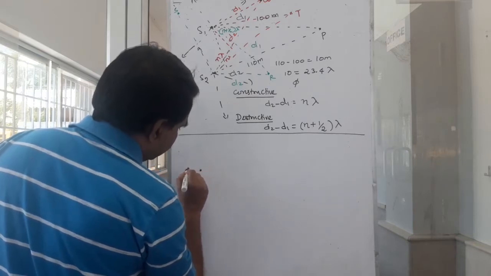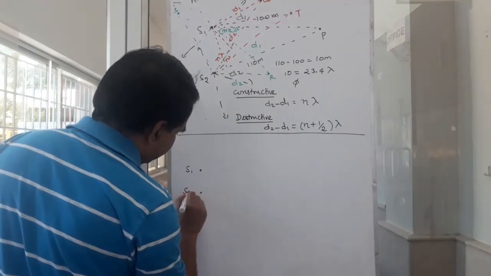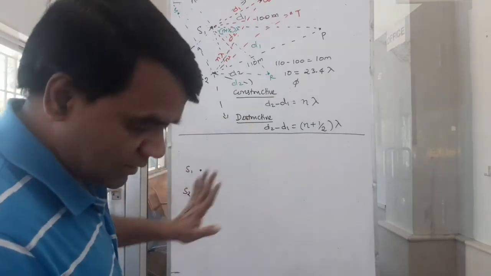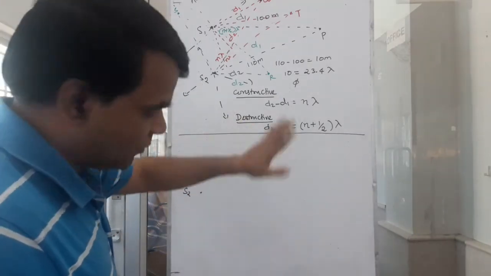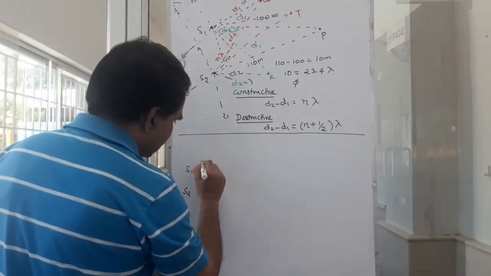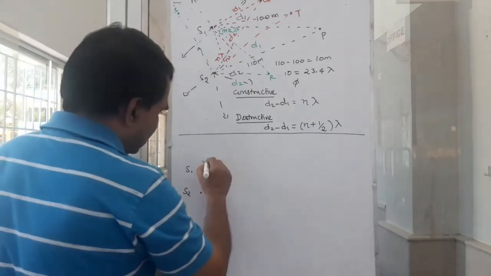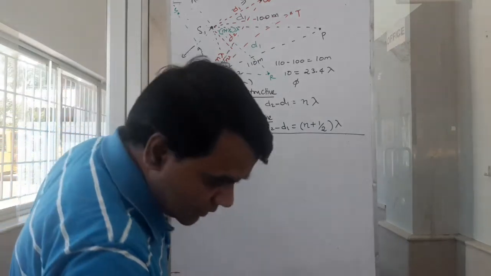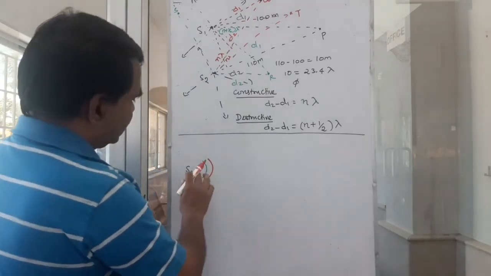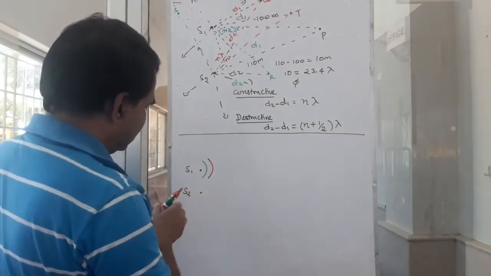S1, this is S2. Now, let's suppose that this is going to send waves. Let's say this is the peak, and let us suppose that this is the valley of the wave. So it's one wavelength. So this is peak, and that is a valley.